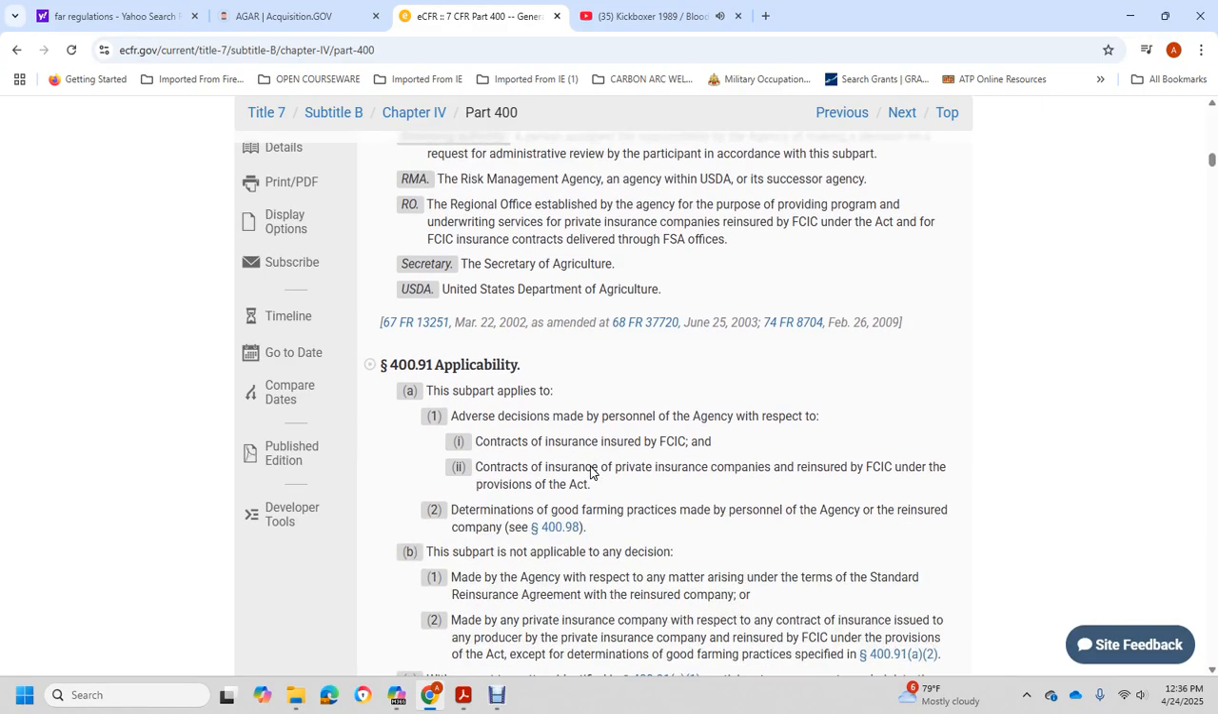Applicability of the subpart: applies to the adverse decision for the person over the agent with respect to the contract for the insurance of the Federal Crop Insurance Corporation, the contract for the insurance for the private insurance company for the reinsurance of the Federal Crop Insurance Corporation under the provision of the Act.